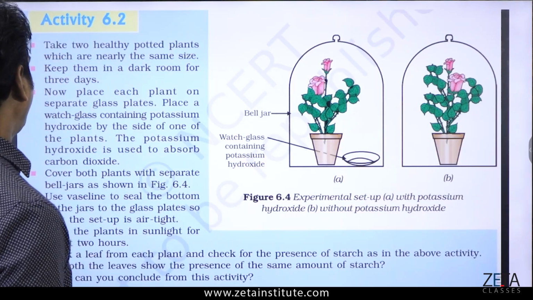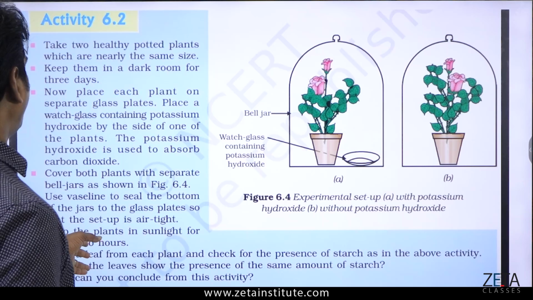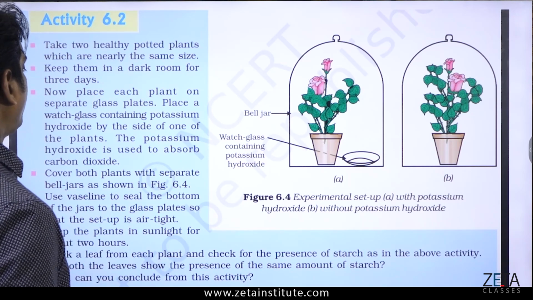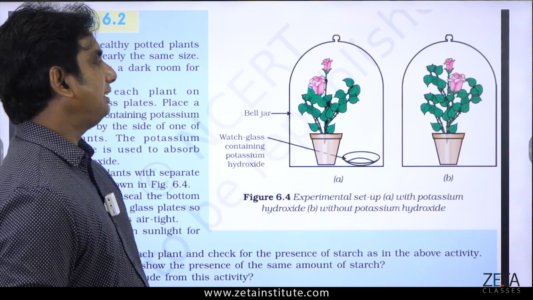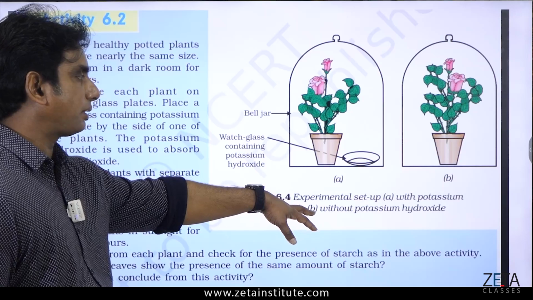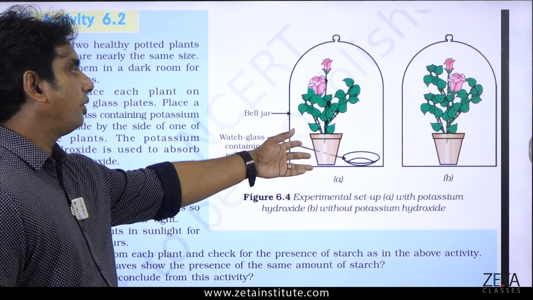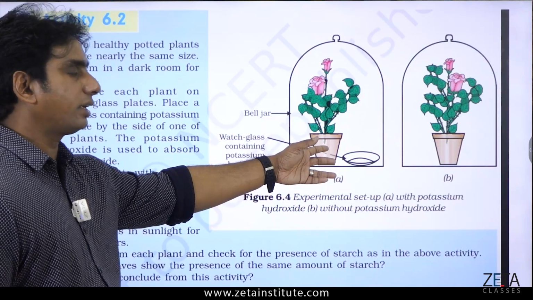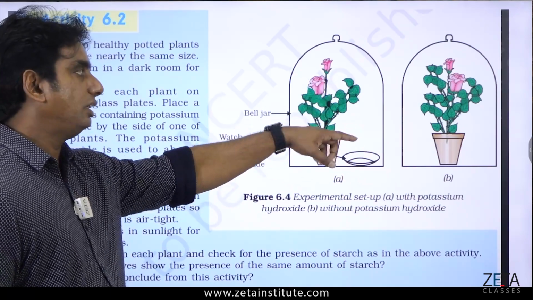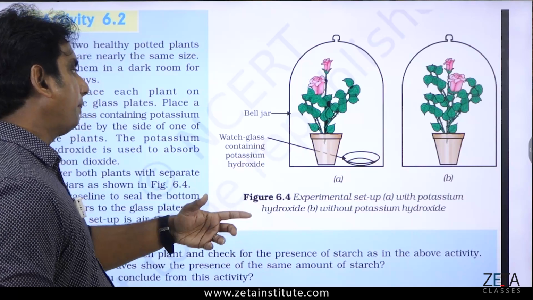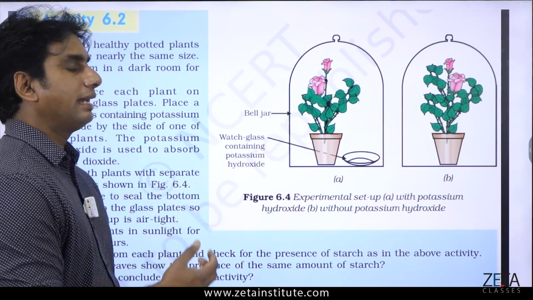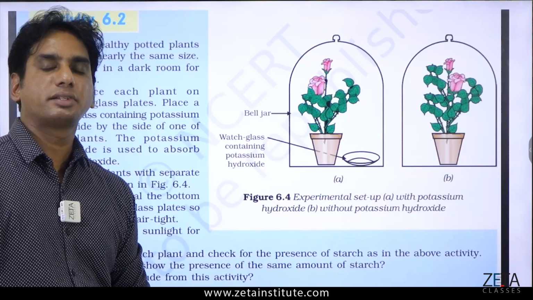So what will happen? Keep the plants in sunlight for about 2 hours, pluck a leaf from each plant and check for the presence of starch as in the above activity. What do we see? The carbon dioxide is all being absorbed by the potassium hydroxide, so that plant will not grow because carbon dioxide is not getting into it. The other has no potassium hydroxide, so it gets CO2. This is an experiment to prove that carbon dioxide is essential for photosynthesis.